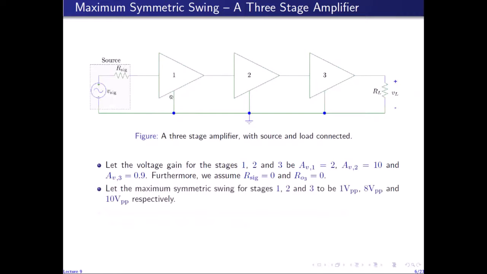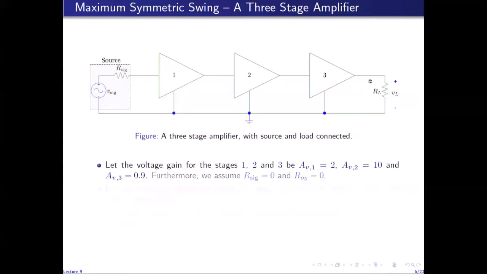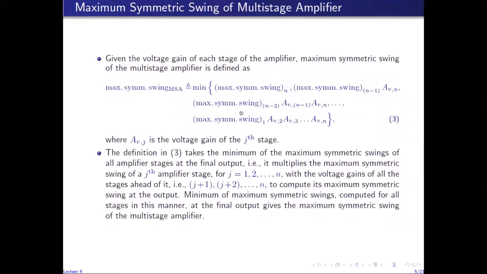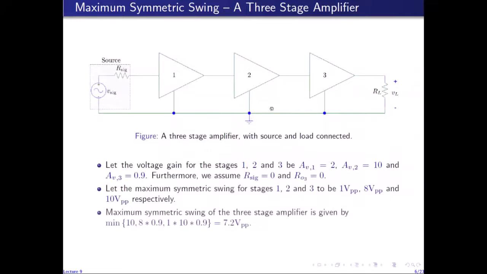I assume that the maximum symmetric swing for the first stage is 1 volt peak to peak. For the second stage, it is 8 volts peak to peak, and for the third stage, it is 10 volts peak to peak. So given this information, I can find the maximum symmetric swing of the overall multi-stage amplifier by computing the different terms in this definition. The maximum symmetric swing of the third stage, which is the first quantity to be computed, is already known. So it is 10 volts peak to peak.